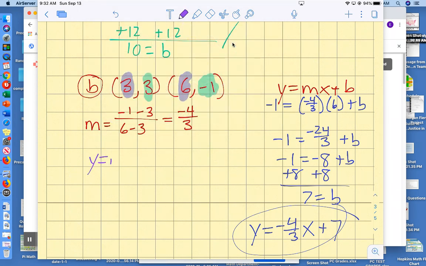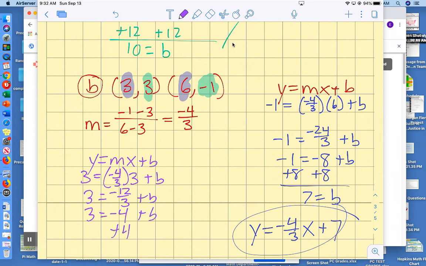So if we would have said y equals mx plus b, we know this m is -4/3, but let's use the other one. Let's use 3 and 3. We'd have 3 equals -4 times 3 is -12 over 3 plus b. So 3 equals -4 plus b, plus 4 plus 4. So once again, we have our b equal to 7.